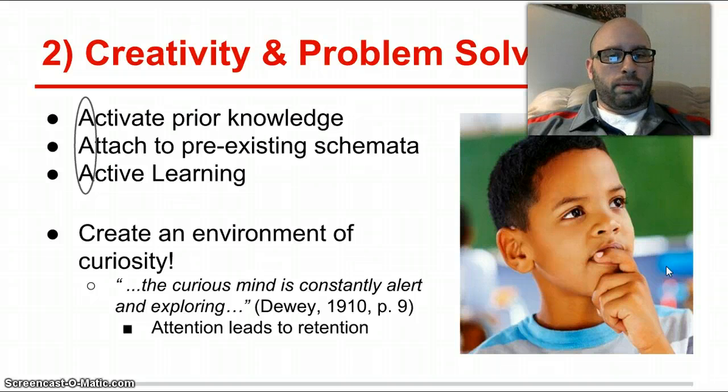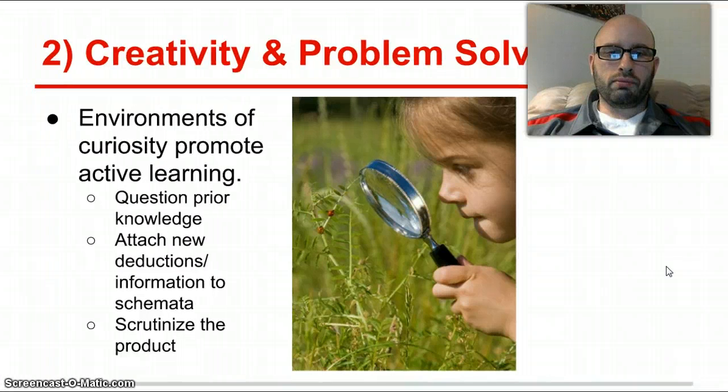Another very important aspect for me is to create an environment of curiosity. Dewey noted that the curious mind is constantly alert and exploring. And as we have previously observed, attention leads to retention. And if we don't have their hook, where are we going to go from there? None of that information is going to be effectively encoded.